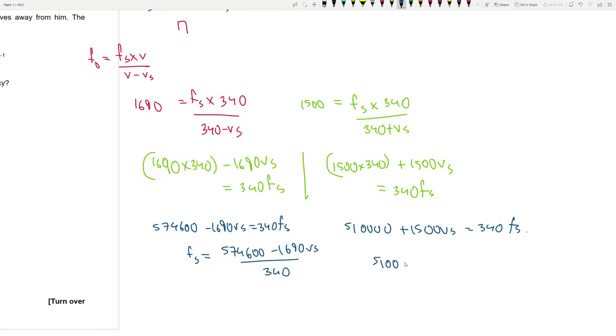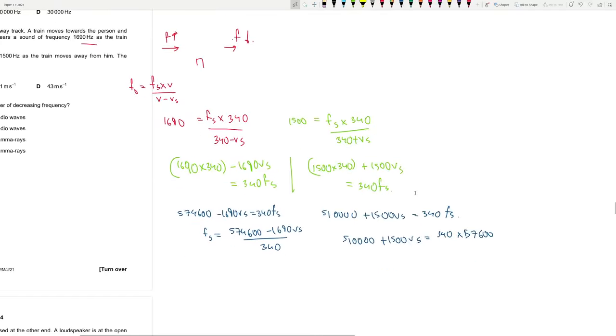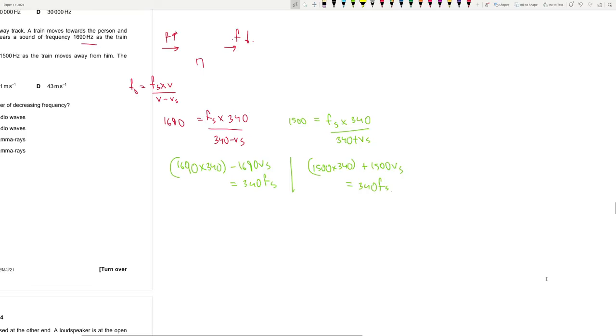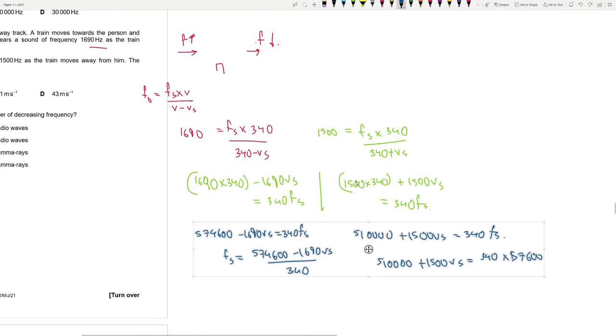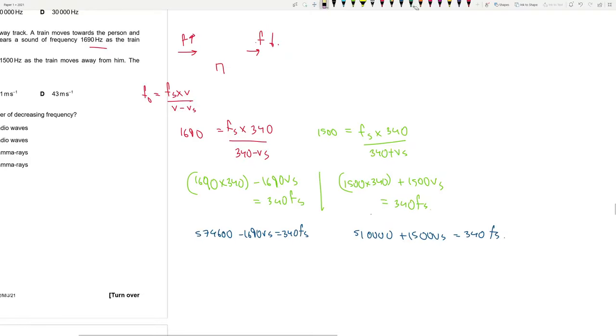So 510000 plus 1500 Vs is equal to 340 into 57600. Oh, I could have substituted this better. Sorry, my bad. Well, I am already seeing that 340 Fs is the common thing over here, right? So we can just substitute that. Okay, so we can actually write, this one was 5100. Wait, we have this over here, right? So we can just go with this. Let's substitute this.